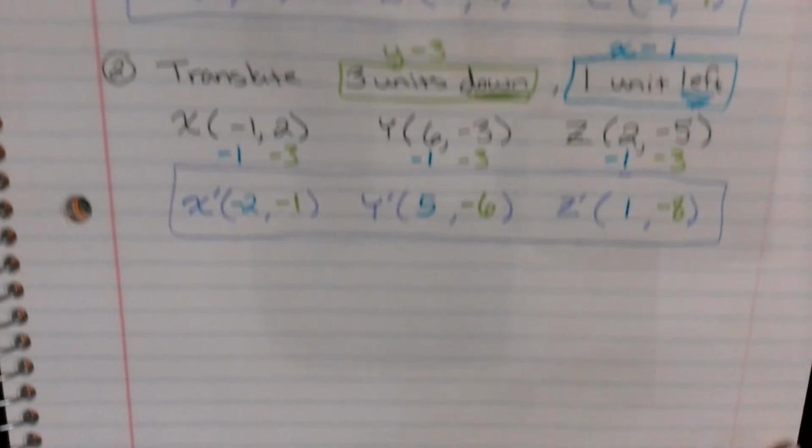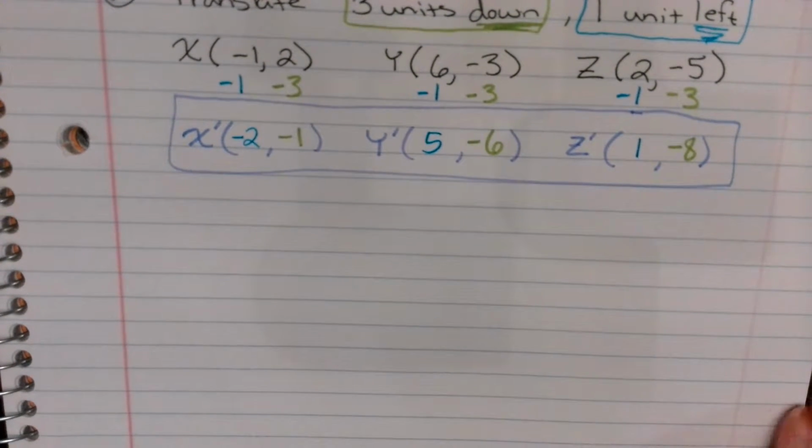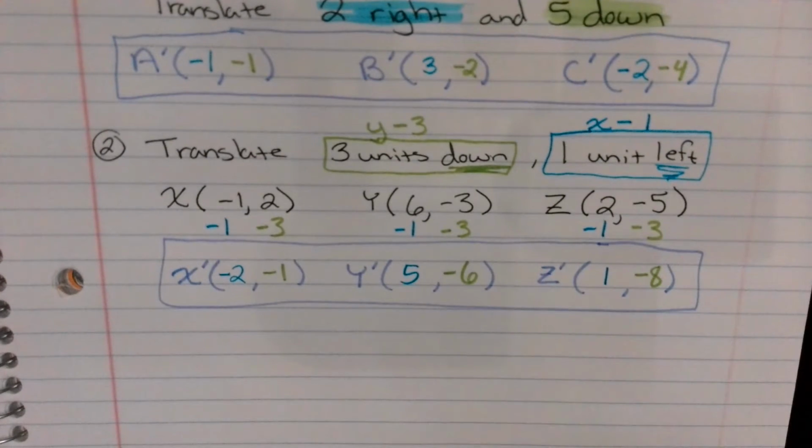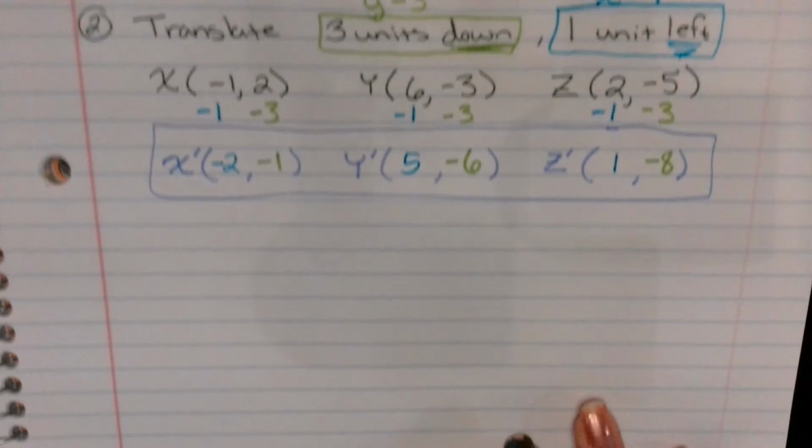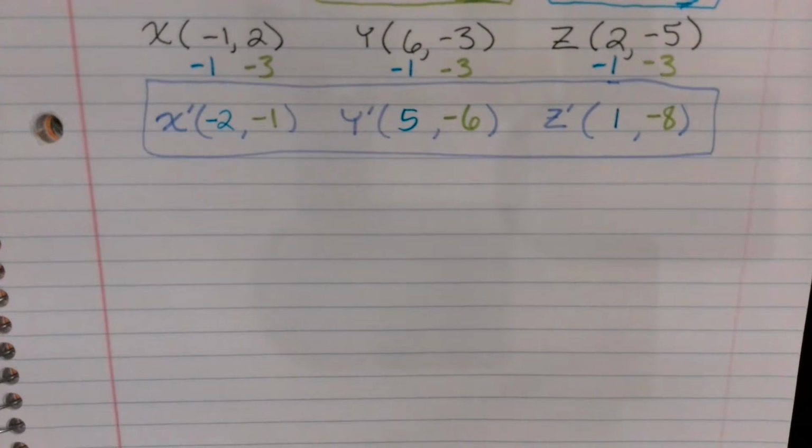All right. Now, it's not always going to be written this way. They're not always going to say, oh, you're going to translate 3 units down and 1 unit left, or you know, you're going to translate 2 units right and 5 units down.